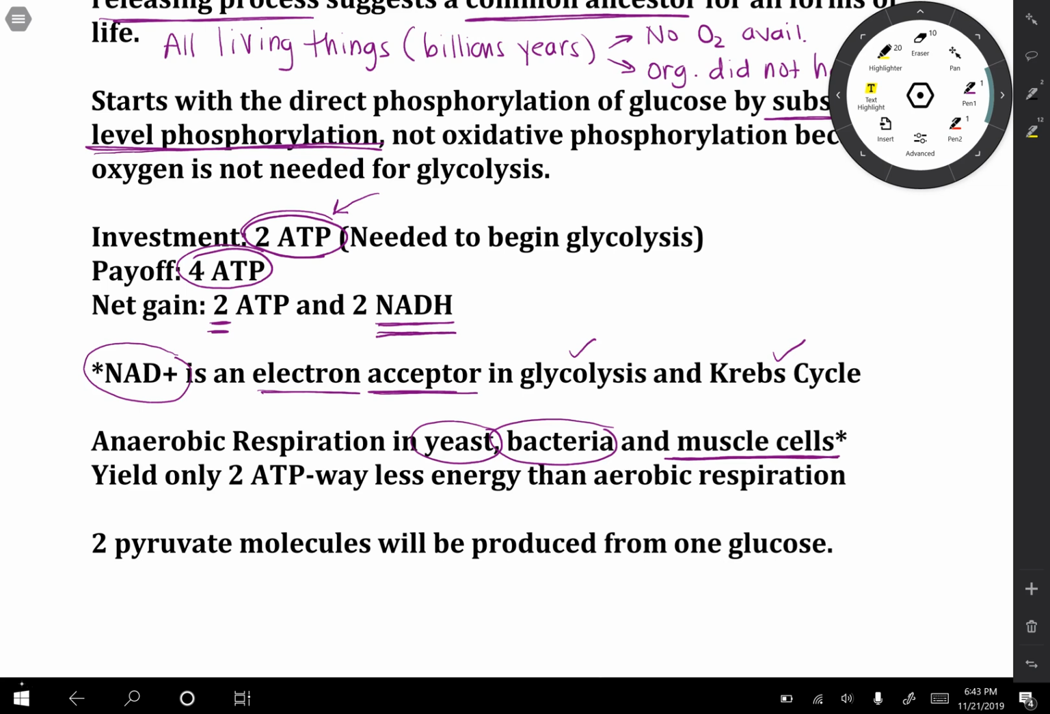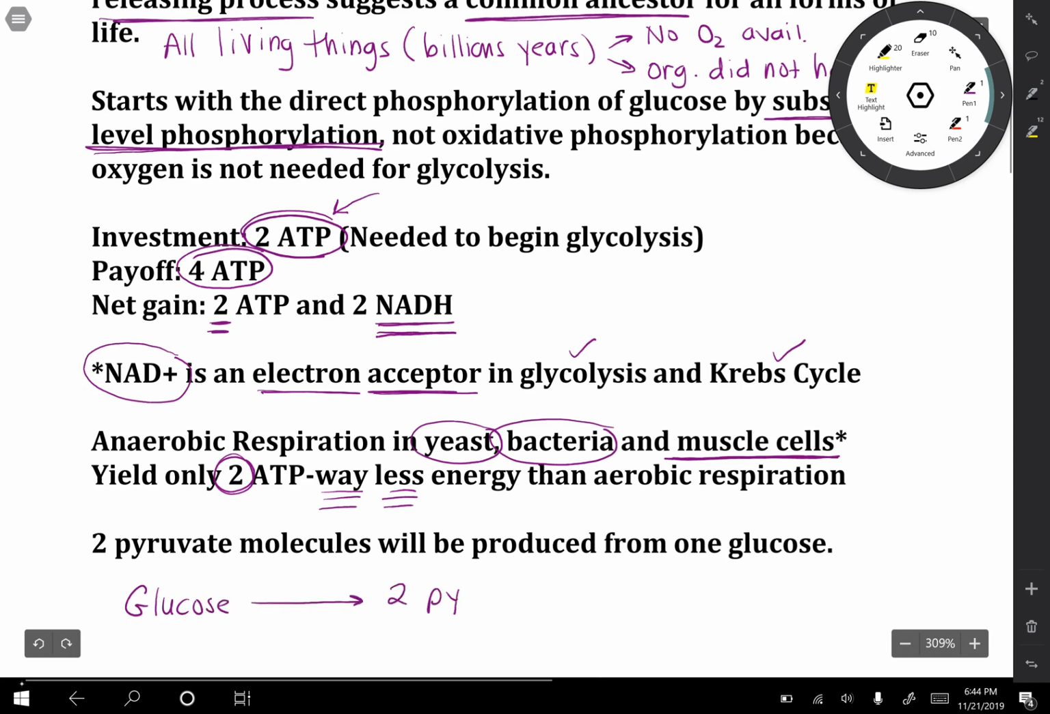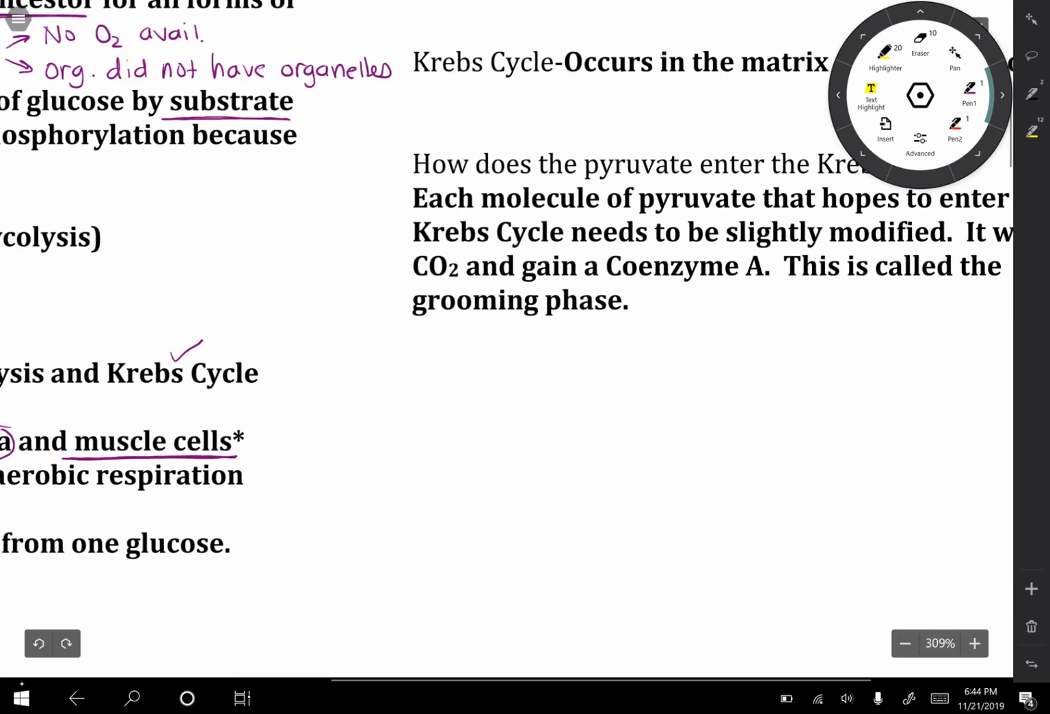Once again, anaerobic respiration is going to yield you 2 ATPs, and that is way, way, way less than what is known as aerobic respiration. And again, we're going to spend more time on that in a second. Well, the end result is start with a glucose, and you're going to ultimately end up with 2 pyruvate molecules. Now, when we move over to the picture on the next slide, you will see exactly what I'm talking about.